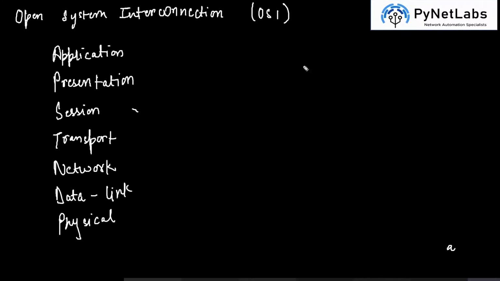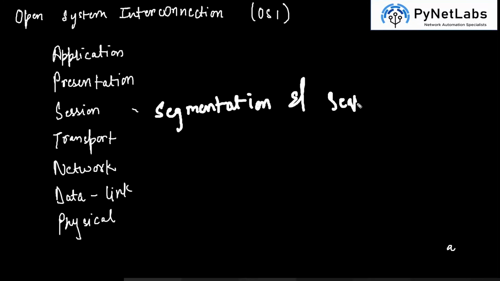Now the transport layer is also responsible for segmentation and sequencing. Okay, now I want you all to please focus here and let's understand what the other roles of the transport layer are. So the transport layer is also responsible for segmentation and sequencing of data.